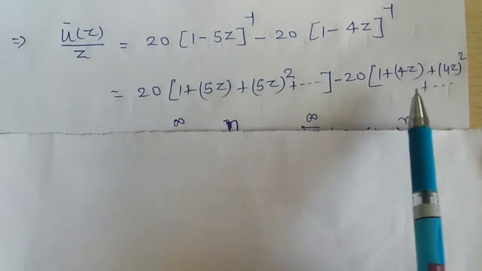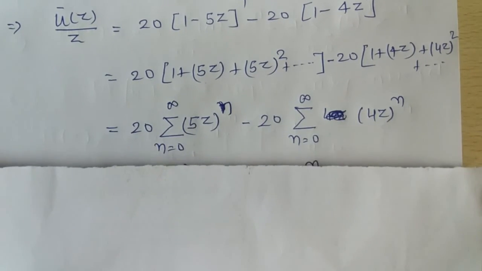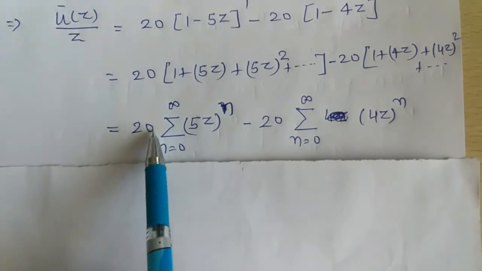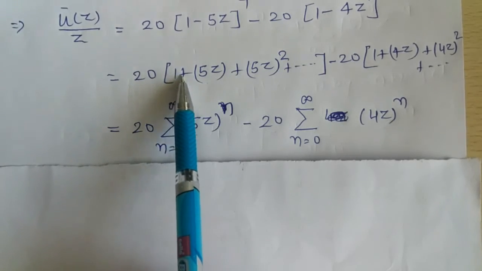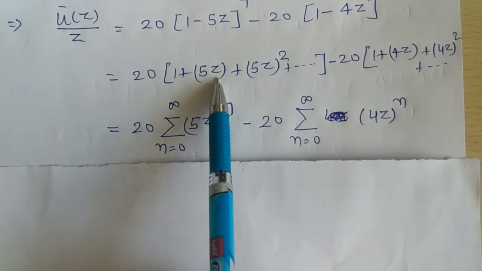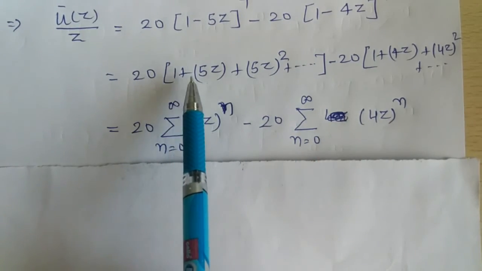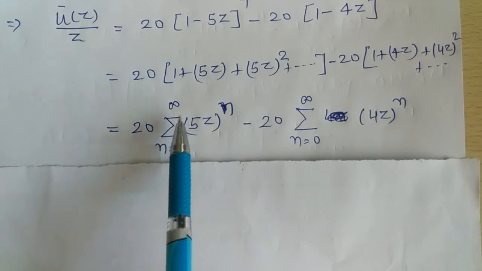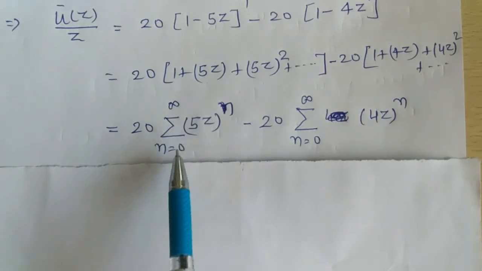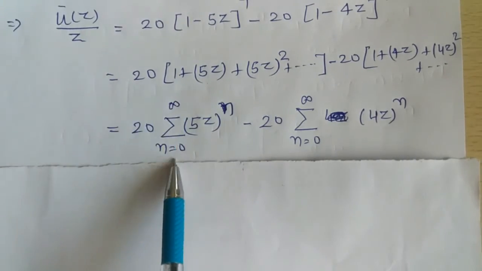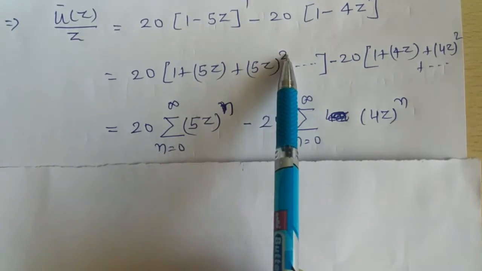Further we write these two series in form of summation, then we get 20 into, this term is (5z) whole power 0, which is 1, this is (5z) whole power 1, this is (5z) whole power 2 and so on. So summation starts with n equal to 0, n goes from 0 to infinite, (5z) whole power n. For n equal to 0 we get 1, for n equal to 1 we get 5z, for n equal to 2 we get 5z square and so on.